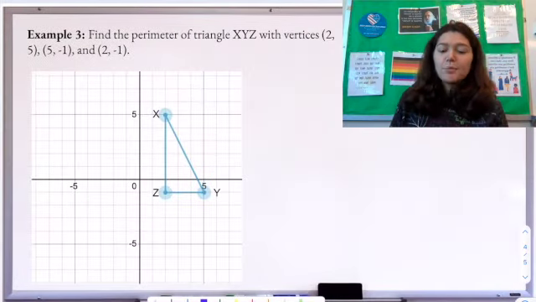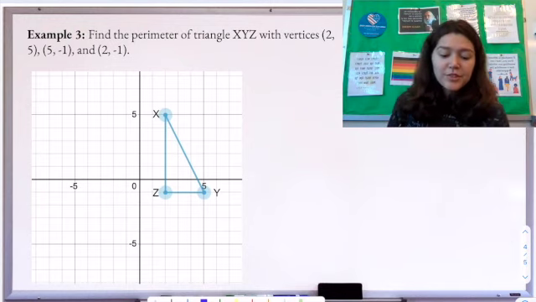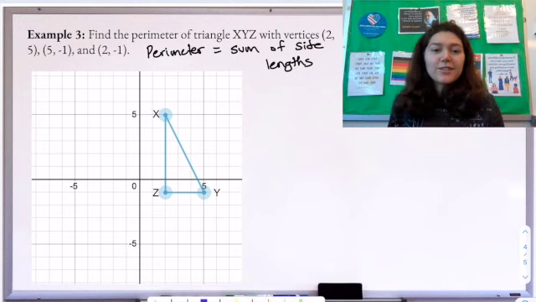So example 3, we're trying to find the perimeter of triangle XYZ, whose vertices are (2, 5), (5, -1), and (2, -1). So those 3 points are graphed here. Okay, so we need to find the perimeter. So let's review. What does the perimeter mean? Is the perimeter the distance around the shape, or is it the amount of space that's inside the shape? Yeah, the perimeter is the distance around a shape, so it's the sum of the side lengths. So in order to find the perimeter of a shape, we need all of the side lengths.